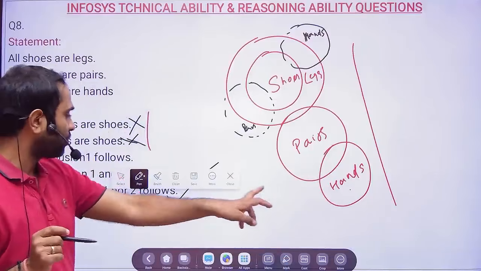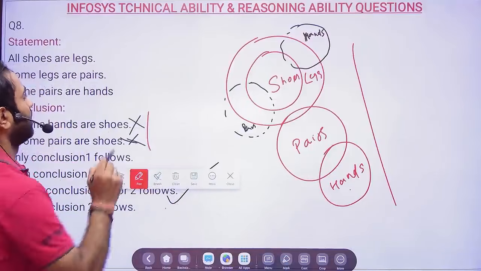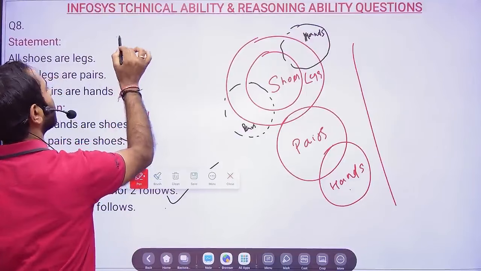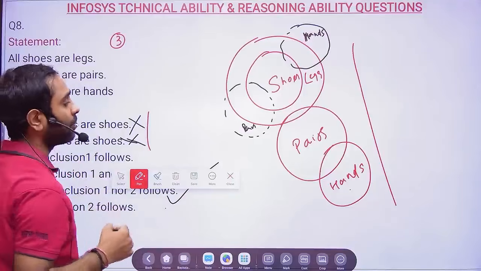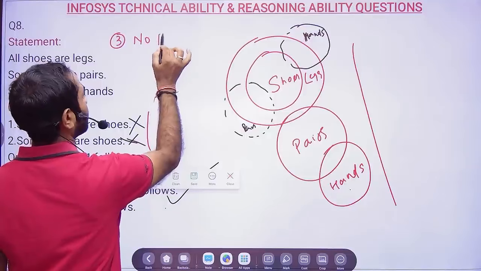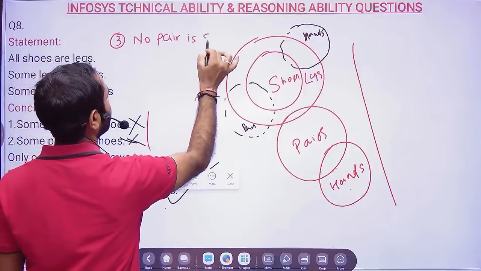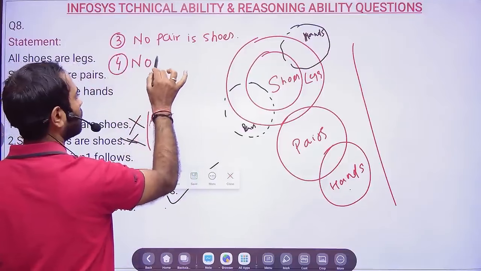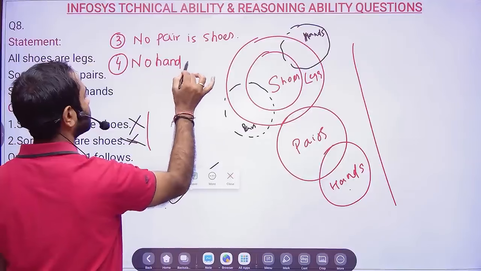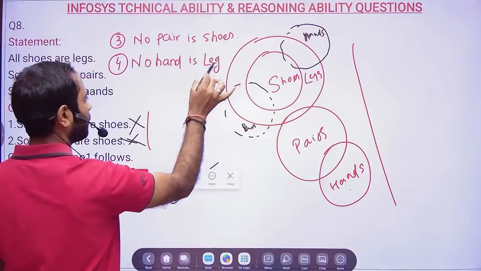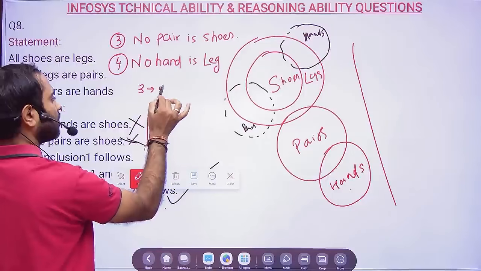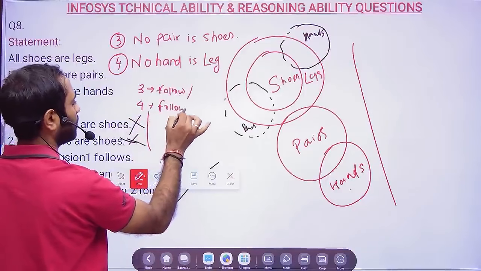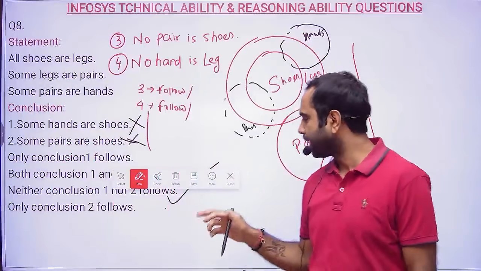if I give a conclusion, many of you will make a mistake. So if I say conclusion 3, you have to tell this in the comment section: no pair is shoes. And conclusion 4: no hand is leg. Now in the comment section you say, sir, 3 follows or does not follow, and 4 also follows or does not follow. Now let me see how many of you are doing it correctly.